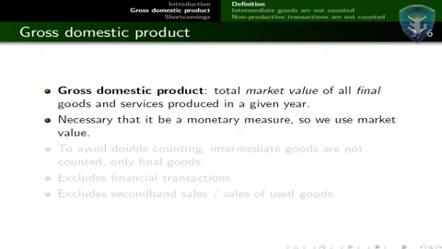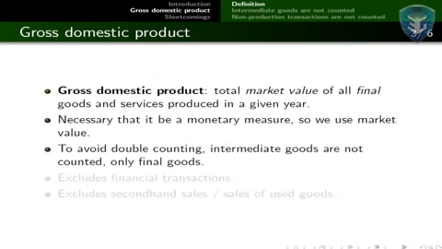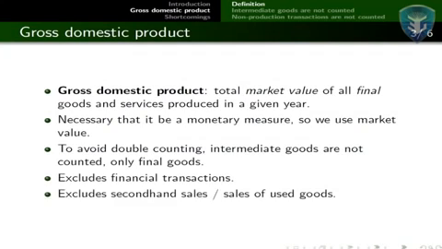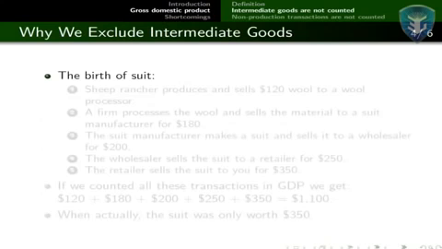It's necessary that we use a monetary measure because we're literally adding apples to oranges to tractors to computers, etc. So we use a market value. To avoid double counting, intermediate goods are not counted, only final goods. I'll explain why on the next slide. GDP excludes financial transactions. And finally, GDP excludes secondhand sales, or sales of used goods.